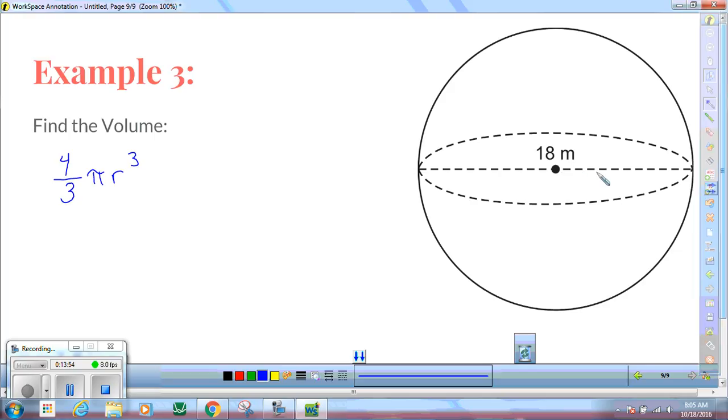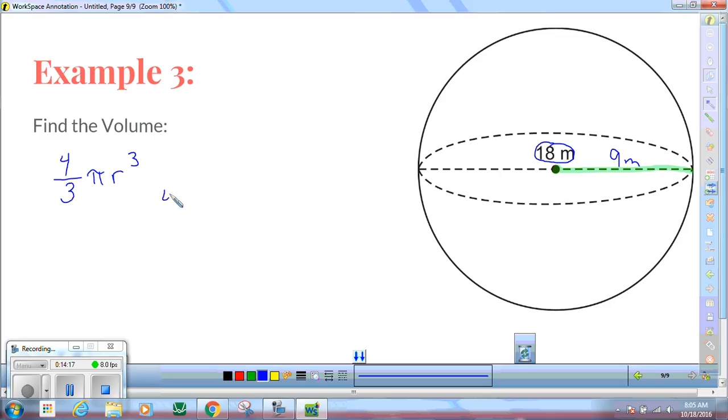The only thing I do need to be careful with is to make sure it is actually the radius. Radius goes from the center out to the sphere. They've given me here a diameter. This is going all the way across. So that's not a radius. Don't forget, radius is half of the diameter though. So if the diameter is 18, my radius must be 9.